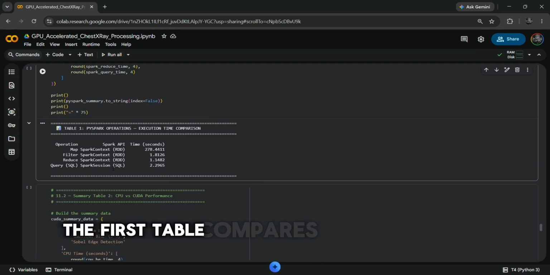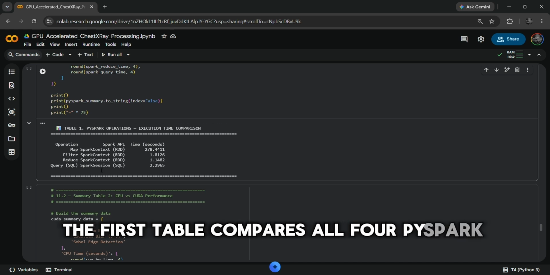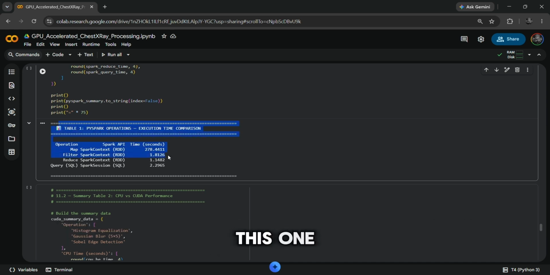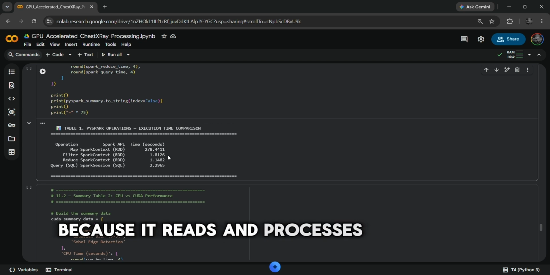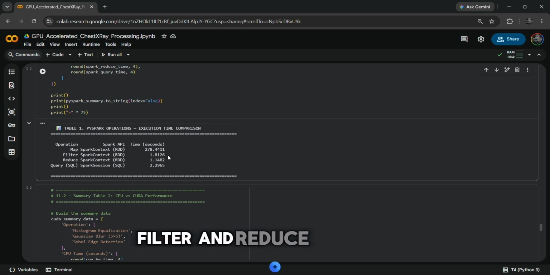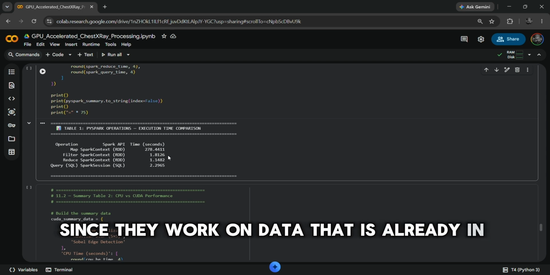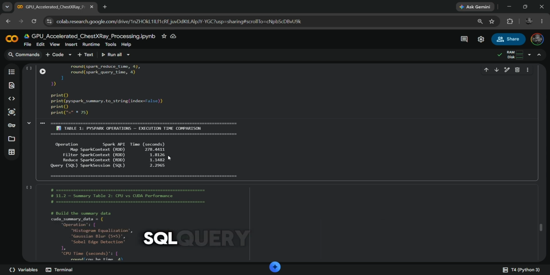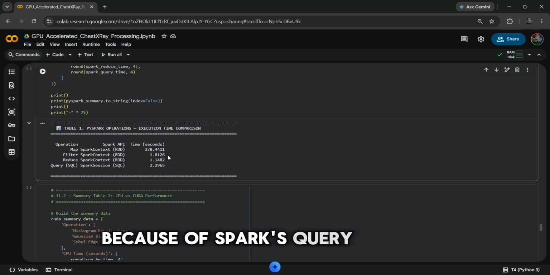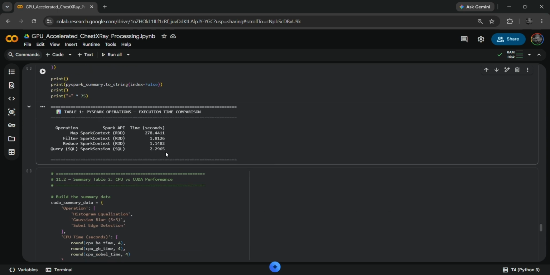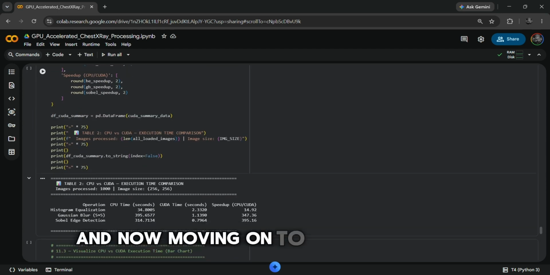Alright, so now the most important part. The first table compares all 4 PySpark operations. This one. Map takes the longest because it reads and processes every image file. Filter and reduce are faster since they work on data that is already in memory. SQL query is also efficient because of Spark's query optimizer. And now moving on to the second table.